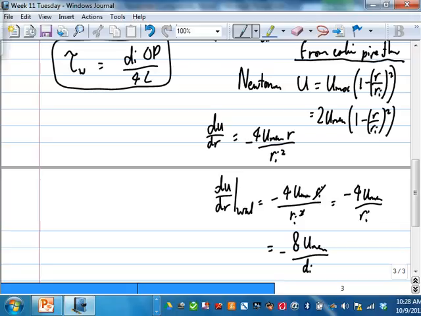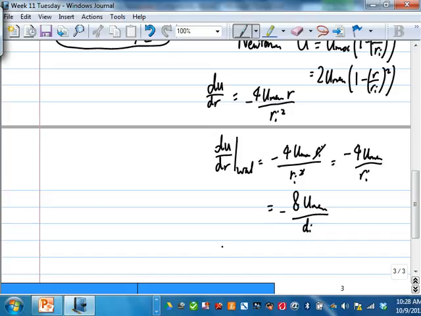So this number, because we don't know what the velocity gradient at the wall is for our funny fluid, we use this as the characteristic. This is like a guess. Normally we call this 8 U mean over Di the flow characteristic.